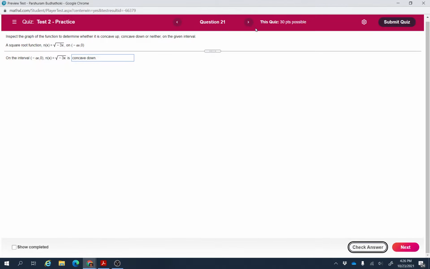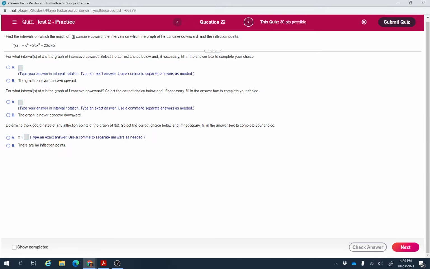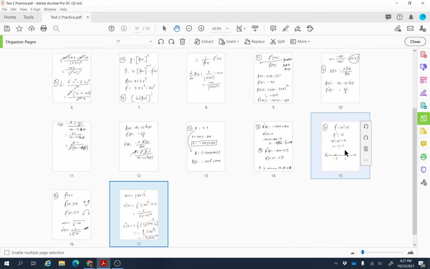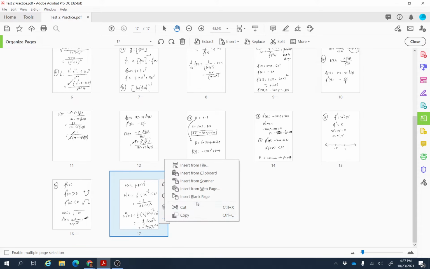Next problem, find the interval on which the graph of the function is concave upward. So, find the first derivative, find the second derivative, find the points where the second derivative is 0, find the points where the second derivative is positive, and that will help you find out where it's concave up and where it's concave down. Okay, so let me just add some pages here.